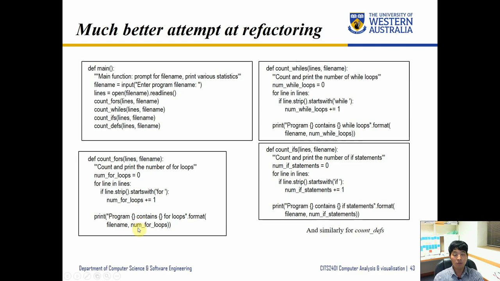Then we don't have to actually return anything because each one just prints something. So these are the procedural functions, right? It counts and then returns. And to do that, we just need the lines and the file name. And for the whiles, ifs, and similarly for the definitions. So this is a much better approach where when we pull out a function, it makes sense and we can give it a better name. For example, counting fors, counting whiles, counting ifs, right?